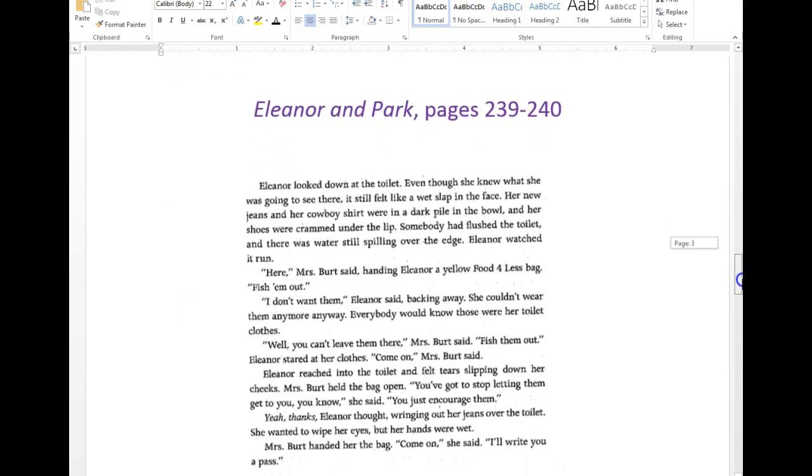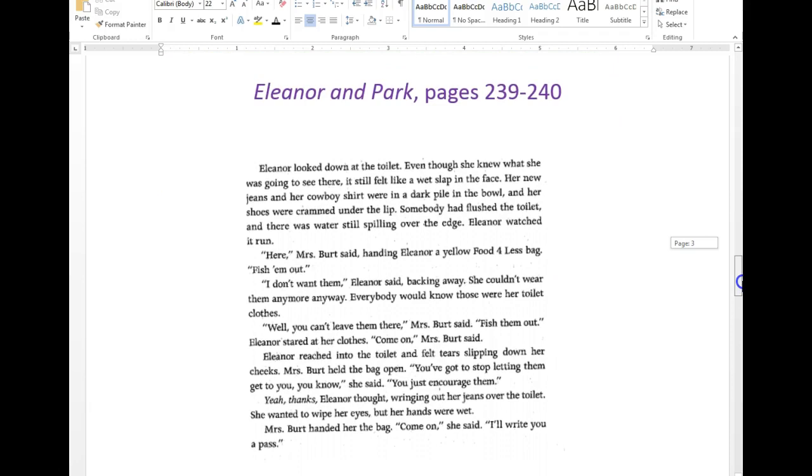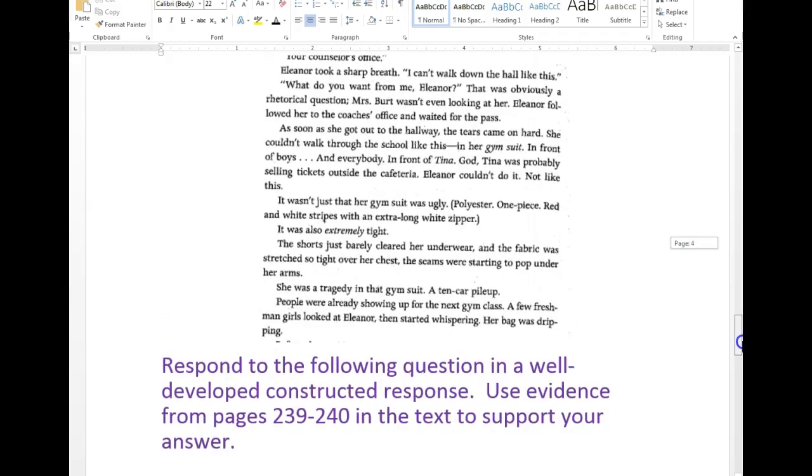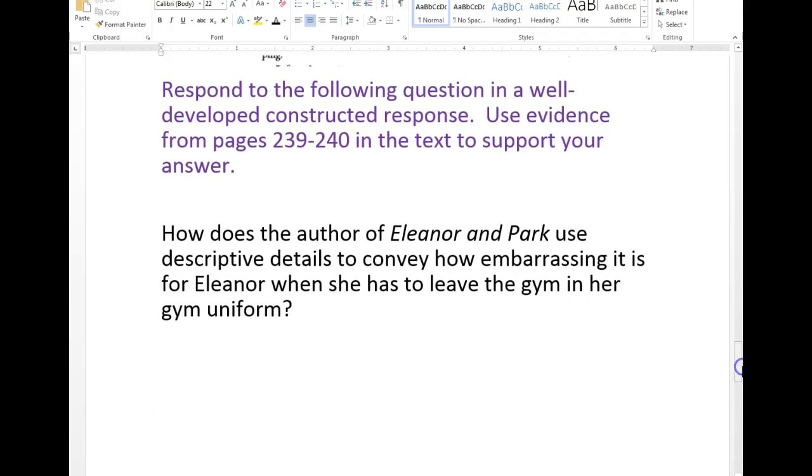Here it is. We're going to be using Eleanor and Park today, so that's fun. We're not using one of those usual EOC type texts. We're using Eleanor and Park, pages 239 to 240. So you're going to want to get your book out when you're ready to write. Here it is on the screen. And here's the question you're answering today. Just like on the EOC, here's the instruction. Respond to the following question in a well-developed constructed response. Use evidence from pages 239 to 240 in the text to support your answer.